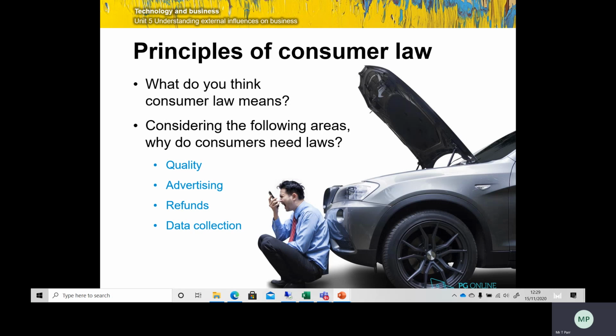Then, making sure refunds are in place if our products and services don't meet certain standards, and also there are laws about what data businesses can collect, but also what they do with that data about us. And this is more important than ever, especially as we're accessing so-called free services online, where actually we're giving our data away quite willingly.